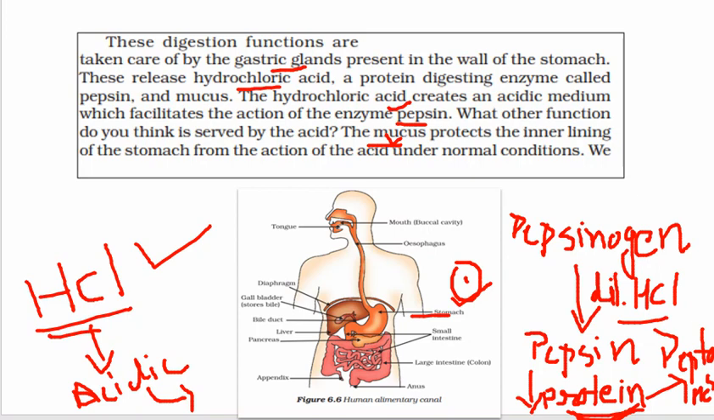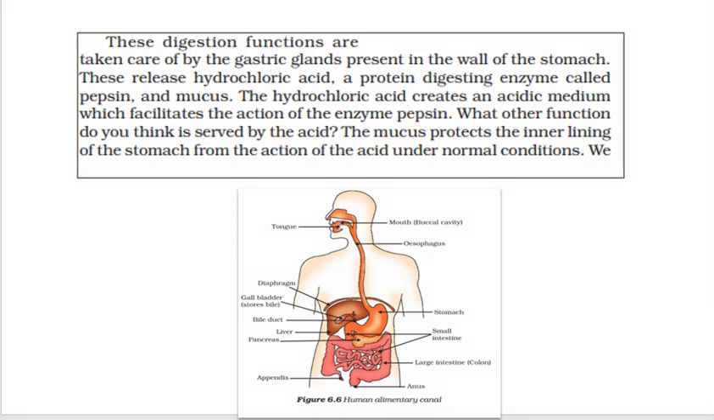So we can conclude that the acid secretes out here. And then the mucus. Okay, the mucus protects what? The mucus protects the inner lining of the stomach. So here is one important question: dash protects the inner lining of the stomach. Yes, so the answer is the mucus. The answer is the mucus that protects the inner lining of the stomach.